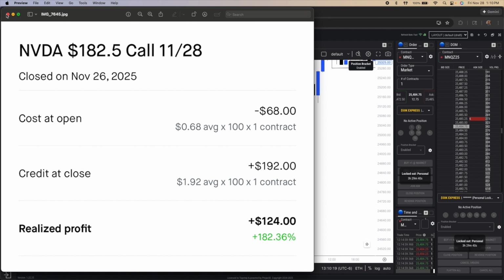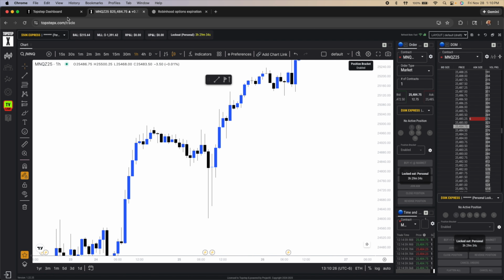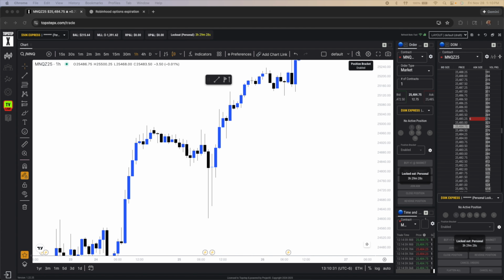I held it basically overnight for I think just one day, and then I sold at the open, because at the open, you can typically get a gap up or a gap down in prices and things like that.